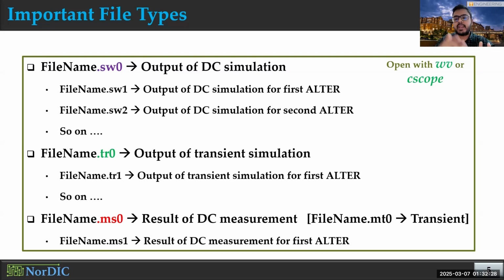And what you can do is export those .print.sw0 or .print.tr0 files to any other plotting tools like MATLAB, Origin, or Python, and then you can plot the voltages and currents that you get as the output any way you want. You can also do some analysis on those outputs using those sophisticated tools with these output files.